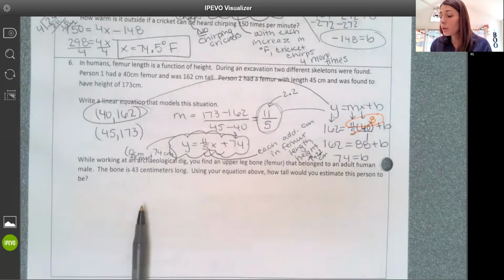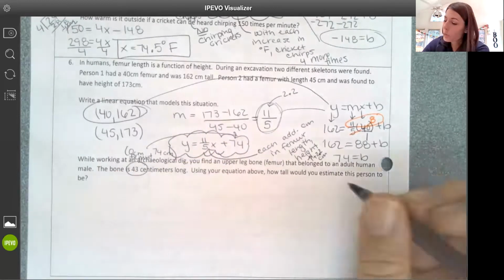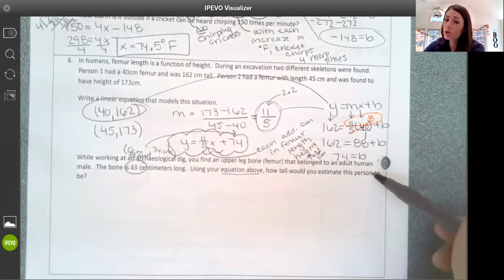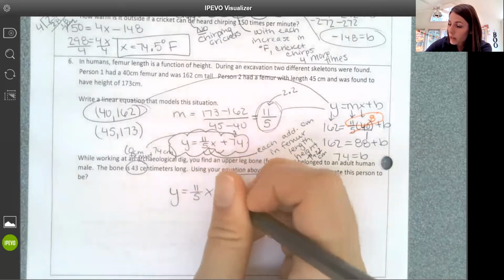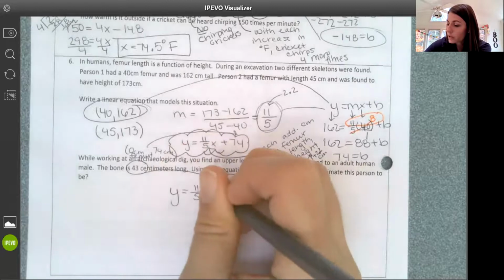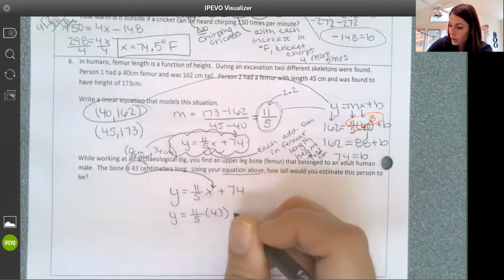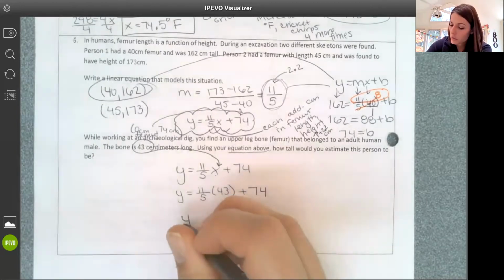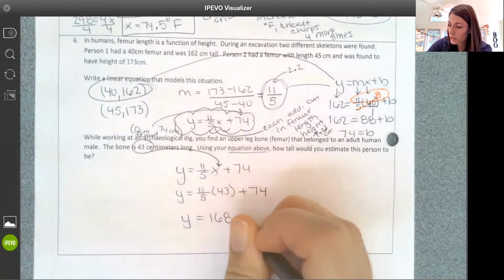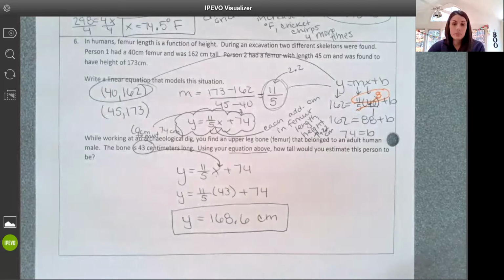So now that we have this equation, we could go dig up all the bones we want and make some estimates. It says here we found a femur bone that's 43 centimeters long. We can use the equation above to estimate how tall that person would have been. So we take our formula, and 43 centimeters for a femur, we plug in for x. I'm just going to tell you I cheated and used a calculator here instead of dealing with the messy fractions. It gave me 168.6 centimeters for an estimate on the height of that person.